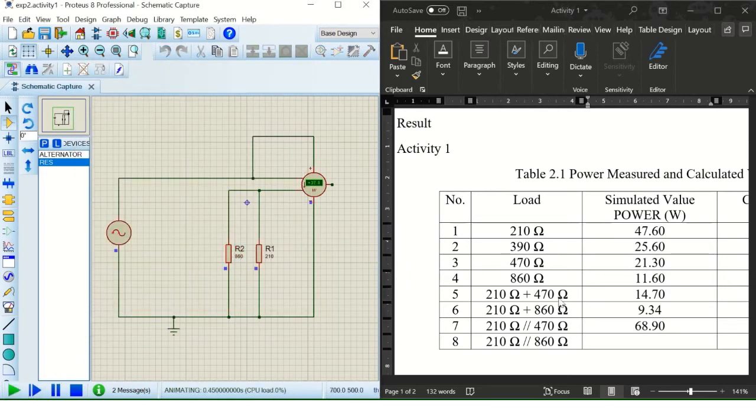Okay, let's see what the value of the power is when R2 is changed to 860 ohm. Okay, so the power of R1 and R2 is 59.2 watts. Okay, that's all for the measurement of the power in activity 1.